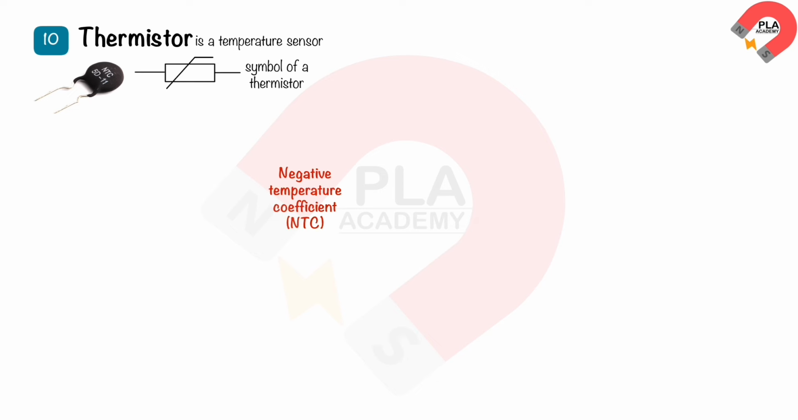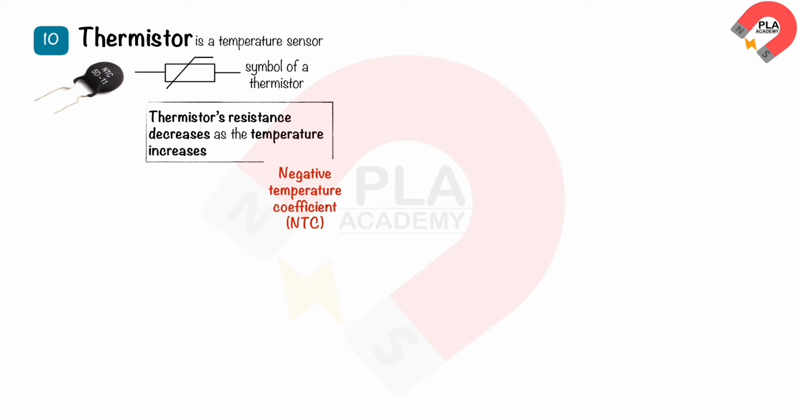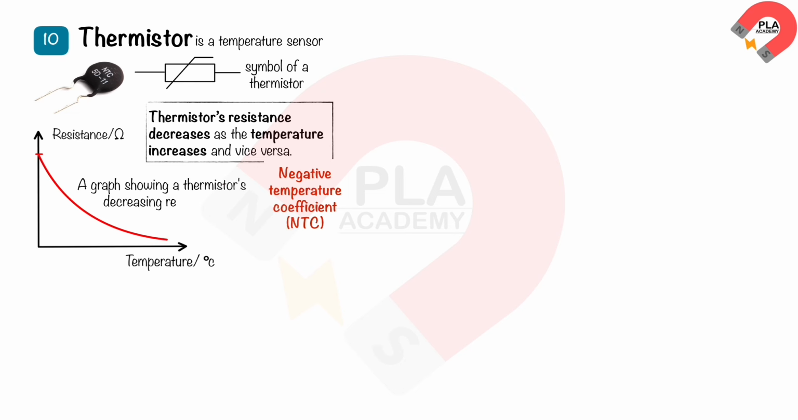A thermistor is a temperature sensor. This symbol is a thermistor. Thermistors have a negative temperature coefficient. This means their resistance decreases as the temperature increases. The graph shows thermistors decreasing resistance with increasing temperature.